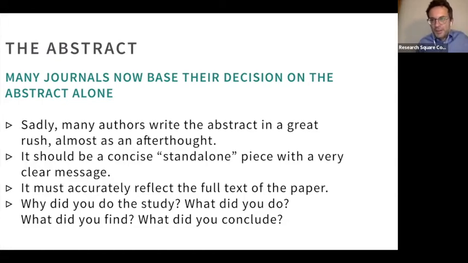And of course, sadly, many authors write the abstract in a rush, almost as an afterthought. This has to be concise, a standalone piece of writing with a very clear message, accurately reflecting the full text of the paper. If you struggle with writing an abstract for a paper, here's a 4-question-based technique that you can use to effectively write an abstract. Write down these questions and then answer them with information from your own article, and then delete the questions.